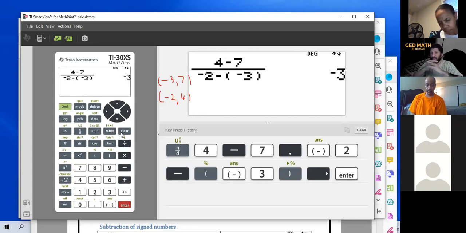What did you get? -3. There you go. Okay, so the difference is, remember, you're going to use that negative sign there, enter, if your expression starts with a negative, or if the negative is in parentheses, you're going to use that negative there, enter. Otherwise, you can use the subtraction sign.